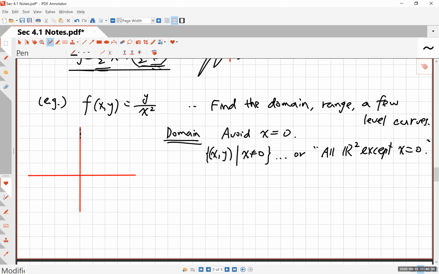So in other words, every point here on the y-axis, that's where x is equal to 0. Okay, so those points are to be avoided. Those points are not in the domain. And in fact, x is equal to 0 is the boundary for the domain.